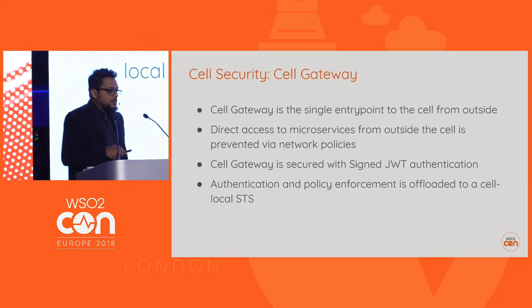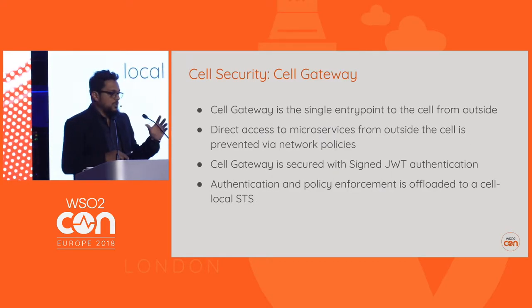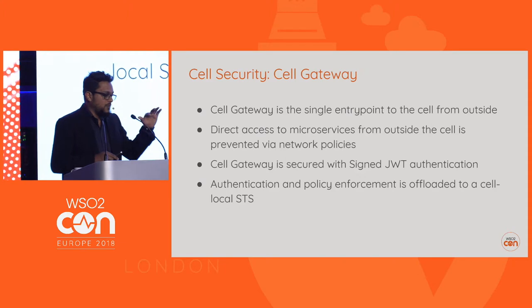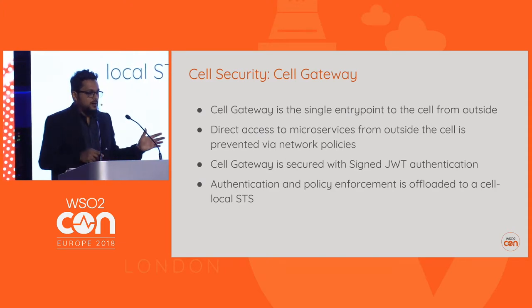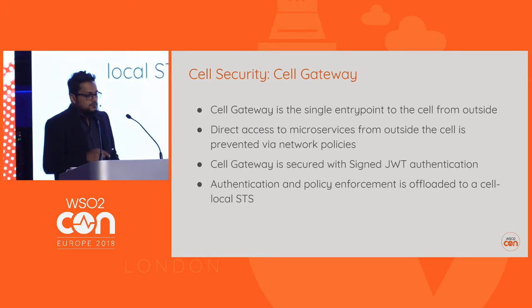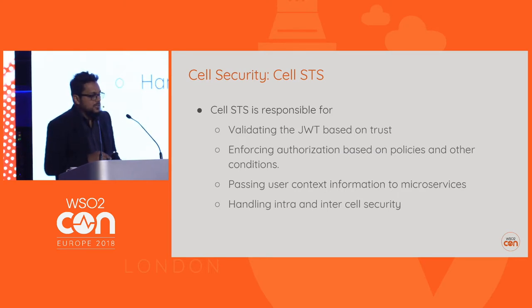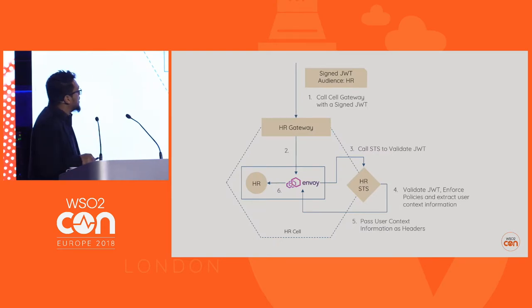So the cell gateway is going to be the single access point. Like I said, you are using the audience, so direct accesses, like from a microservice outside the cell, are prevented. Then in the cell control plane, we have a cell STS, which validates the JWT based on trust. And then it enforces authorization-based policies, and it basically passes user context information. So let's look at this diagram.